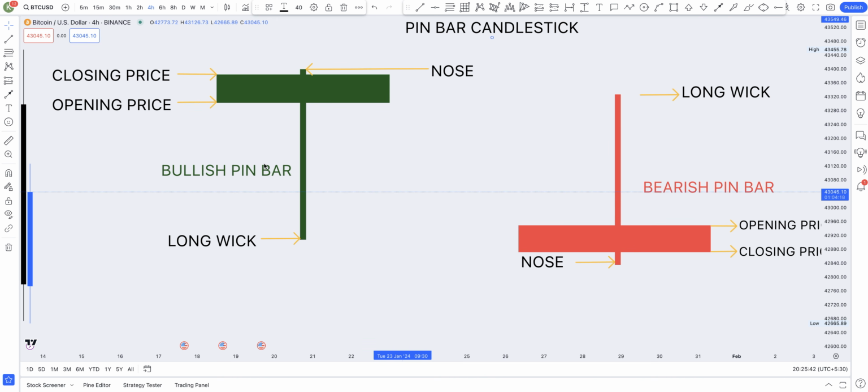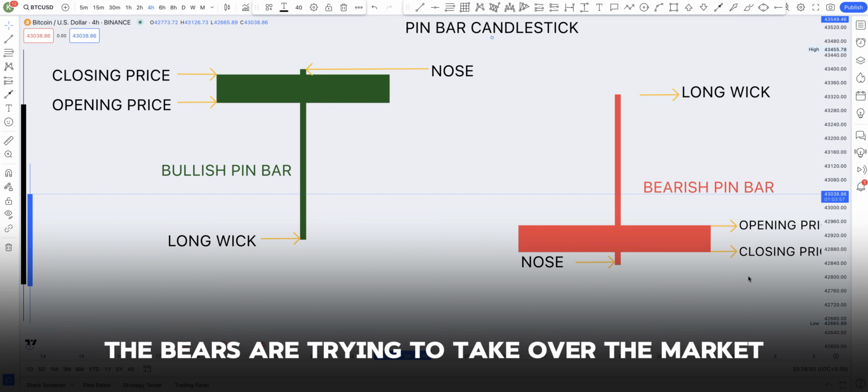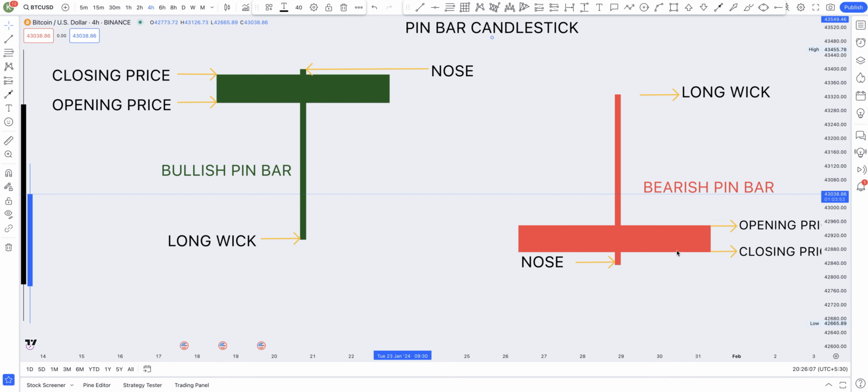So it's just the opposite of the bullish pin bar, and this is also the wick. When you see this bearish pin bar at any of your points of interest, this should tell you a lot. That should tell you that the bears are trying to take over the market. That is, if you see it in an uptrend market or in a bullish market, it should tell you that the bears are trying to take over the market. So that is that for the pin bar candlestick.